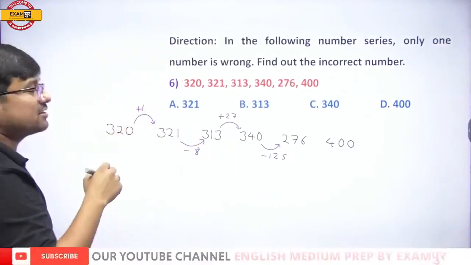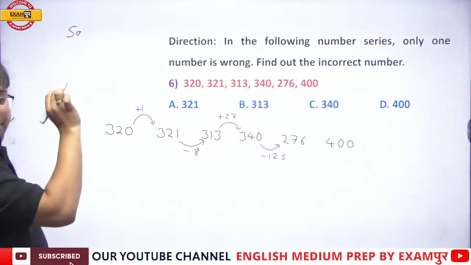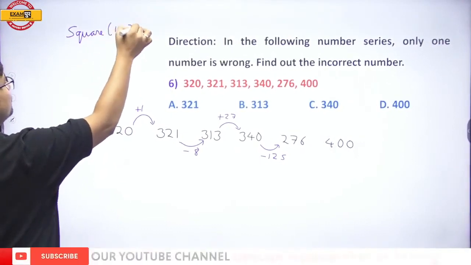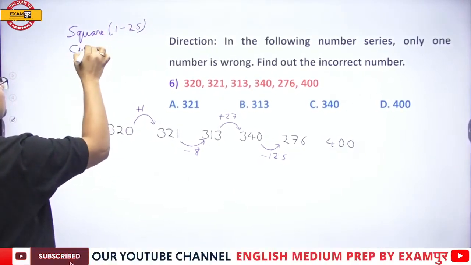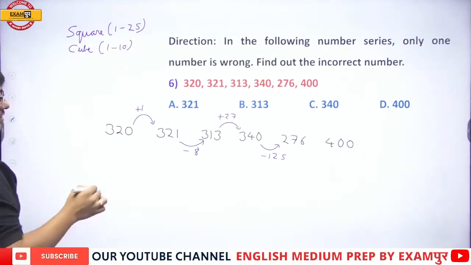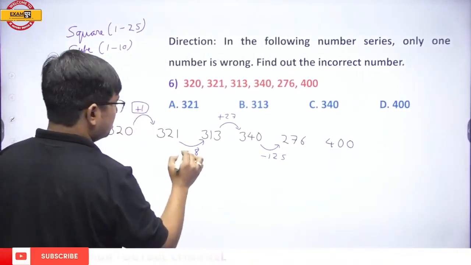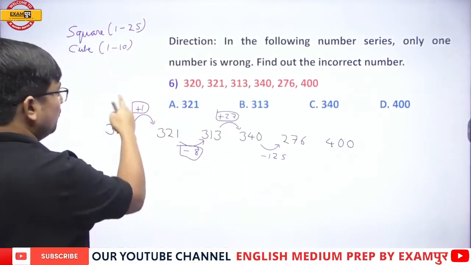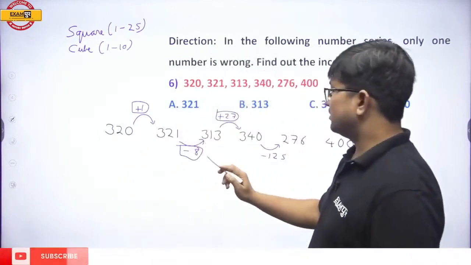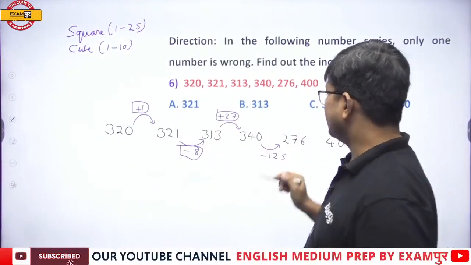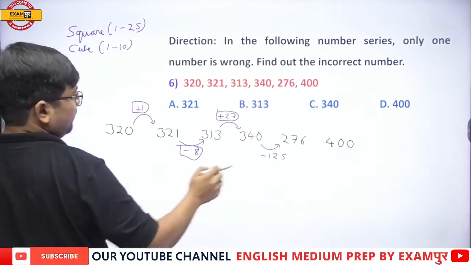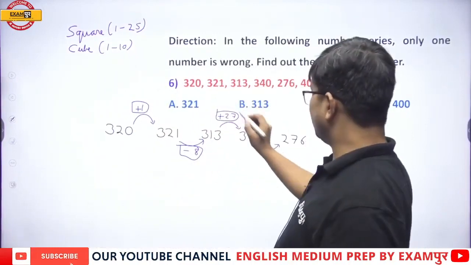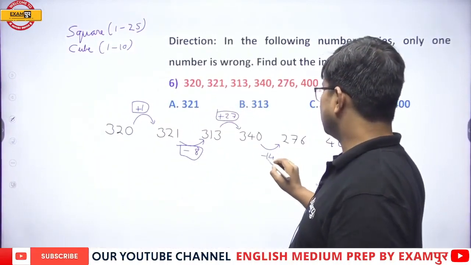See, in yesterday's class, I have said this many times that please remember the square of numbers from 1 to 25 and also remember the cube of numbers from 1 to 10. So this is 1's cube. This is 2's cube. This is 3's cube. Now 1, 3, 5. After 1, 2, 3 and now 4. This should be minus 64. 1 cube, 2 cube, 3 cube, 4 cube, which is 64.